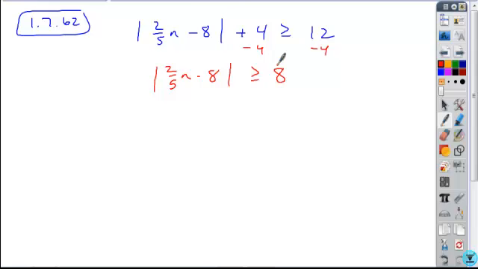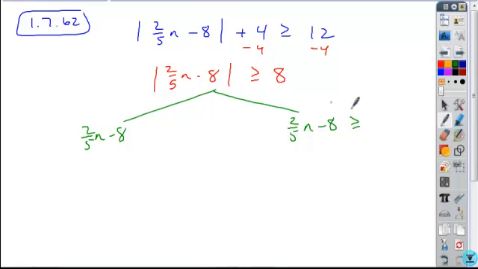And now, once we get this completely isolated, we're either going to sandwich or split the inequality depending on whether we have a greater than or less than. A less than sandwiches, a greater than splits. So we're going to split this into two expressions.